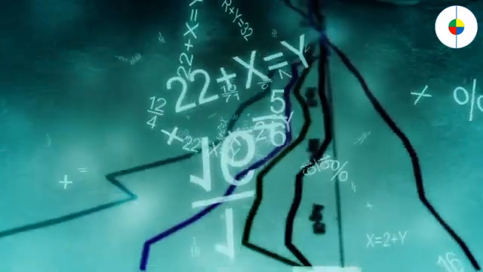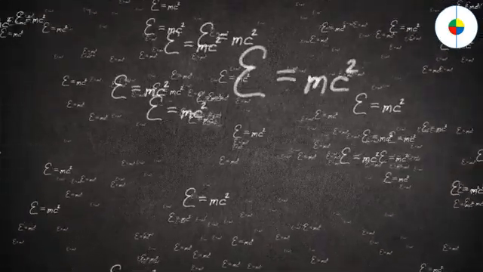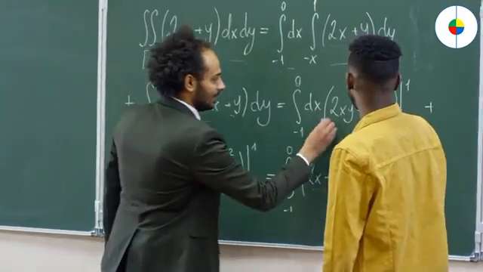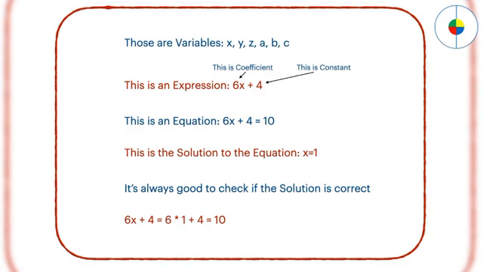What are variables and expression? Variables are letters or symbols to replace unknown numbers. Expression is a math term that contains numbers, variables, and operators. For example, 6x plus 4 is an expression, while x is a variable.